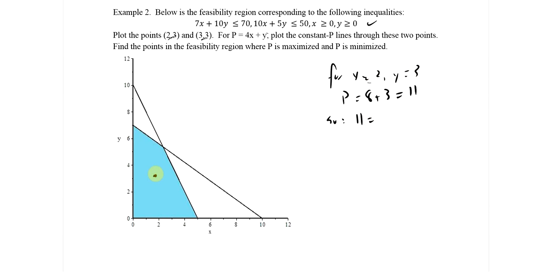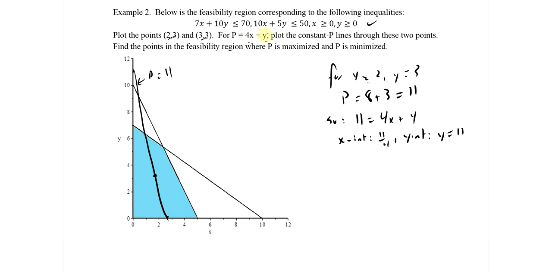What's the profit line with this profit function going to look like? It'll be 11 equals 4x plus y. Your x-intercept is 11 over 4, which is, well, 12 over 4 is 3, so it's a little bit under 3, 2 and 3/4. And your y-intercept is y equals 11, which is way up here. That's about here.